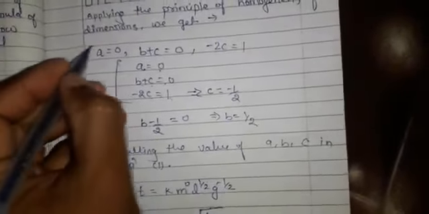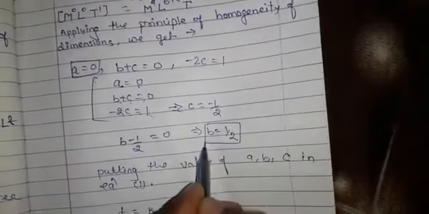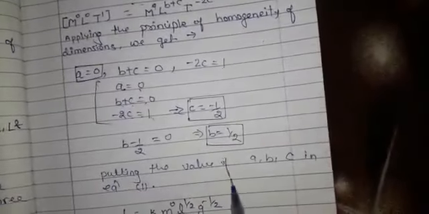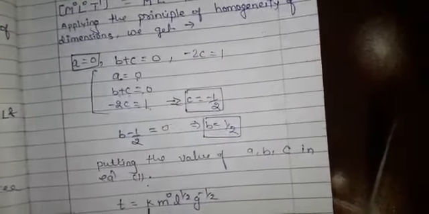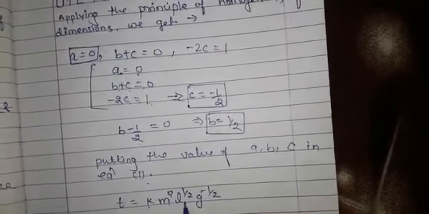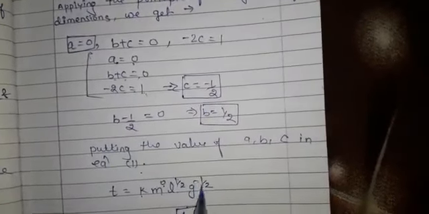Now we have three values: a equal to 0, b equal to 1 by 2, and c equal to minus 1 by 2. So putting the values of a, b, c in equation first. What is equation first? This is our equation first. So T equal to K M to the power, what is the value of a? 0. L to the power b, so what is b? 1 by 2. And g to the power c. So what is the value of c? g to the power minus 1 by 2.